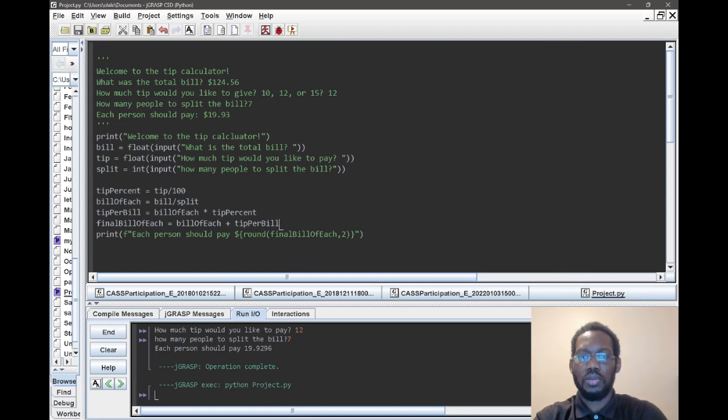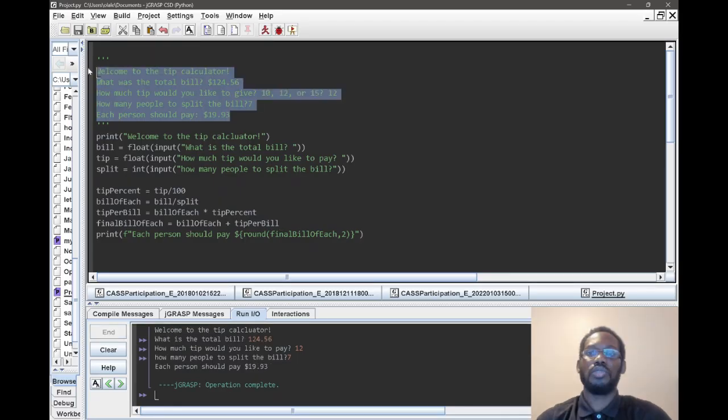What is the total bill? 124.56. How much tip would you like to pay? Let's say 12. How many people to split the bill? 7. 19.93, just like the results within the project. Yep. So that's it for day 2, and stay tuned for day 3.